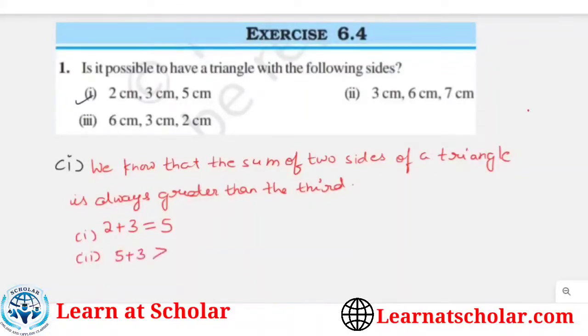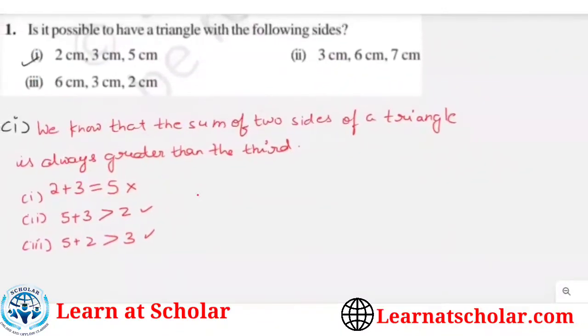The second one, 5 plus 3 is greater than 2. Now 5 plus 2 is greater than 3. The two conditions are satisfied, but one is not satisfied, so the triangle is not possible. I already told you that if the three conditions are satisfied, then the triangle is possible. So the answer is no.